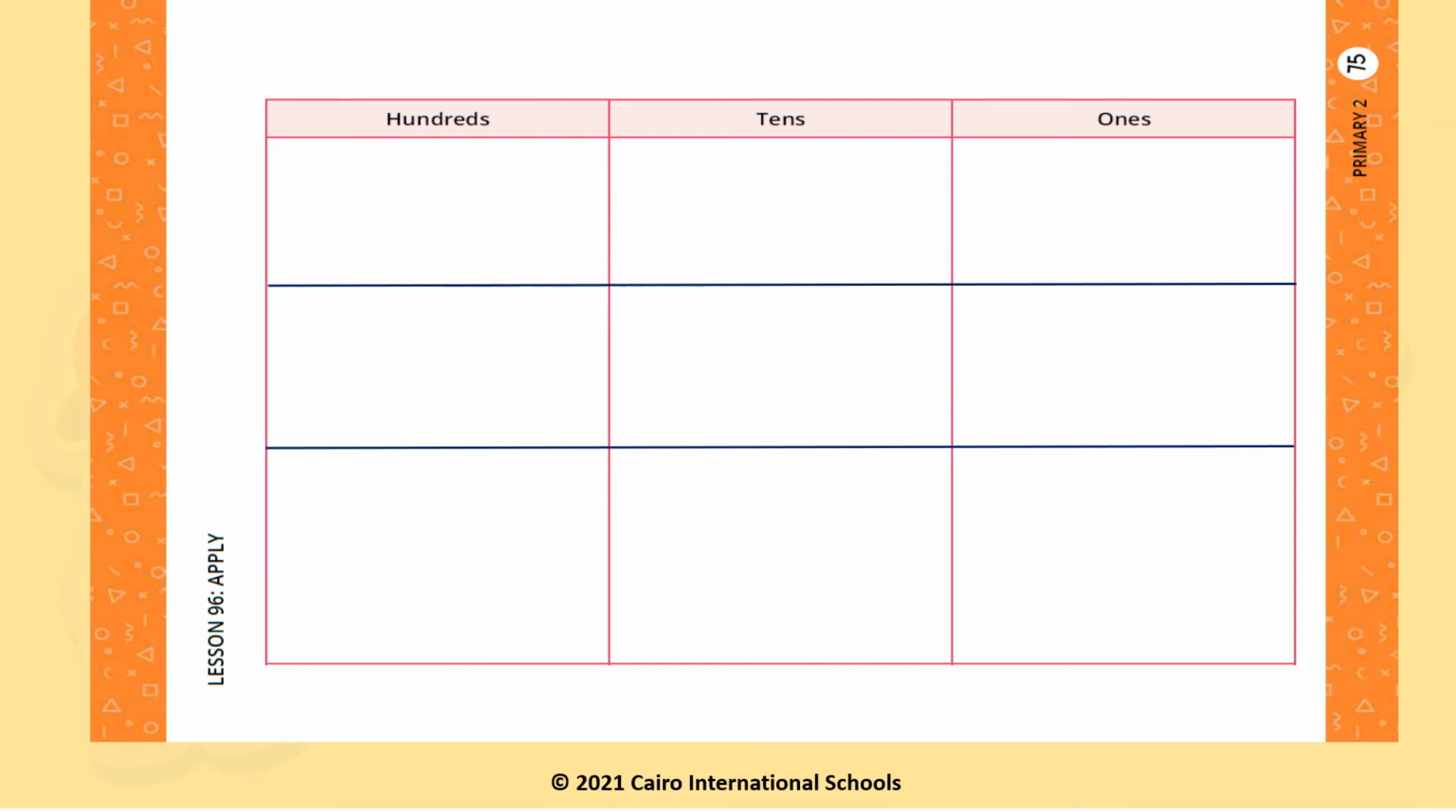Lesson 96, the apply part. Now we're going to solve the following problem. 82 minus 57 equals what? But first, we have to remember that 82 is called minuend, 57 is called subtrahend, and the result in a subtraction problem is called difference. Now we will subtract 82 minus 57.